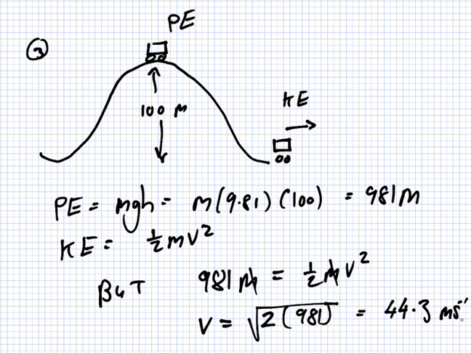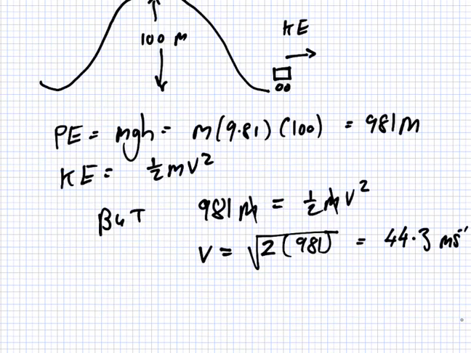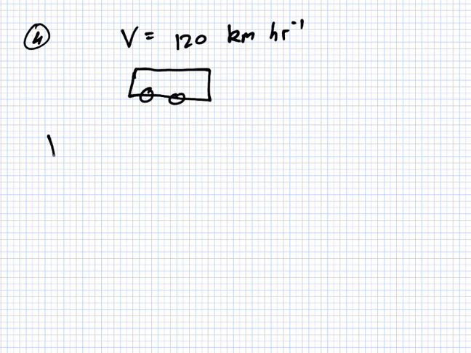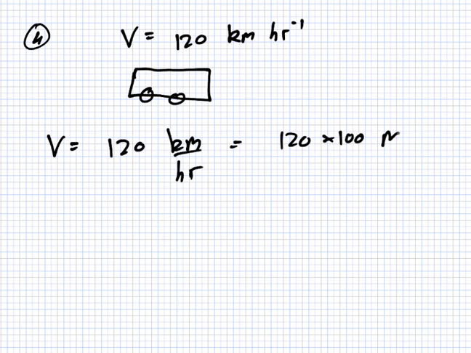Okay. Can I scroll down? So in number 4, we have a car moving at 120 kilometers per hour. That's the velocity. Let me change this into meters per second. I'll write all the steps out. That's 120 times 1,000 meters all over 3,600 seconds. So what did you get? 33.3 meters per second.